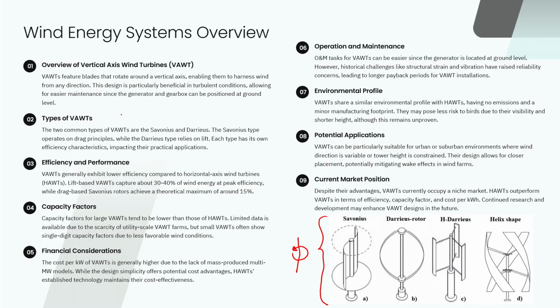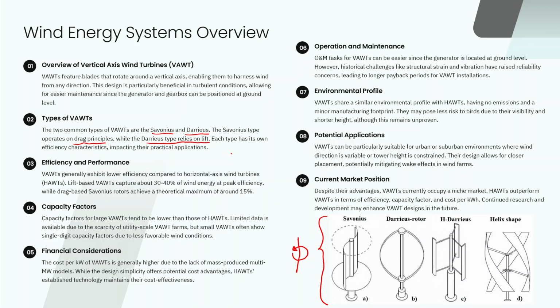So there are different types of wind turbines. As I said, the vertical axis wind turbine. They have the Savonius type and the Darrieus type, and they work on different principles. The Savonius type operates on what we call the drag principle, and the Darrieus type relies on the lift principle. Okay.